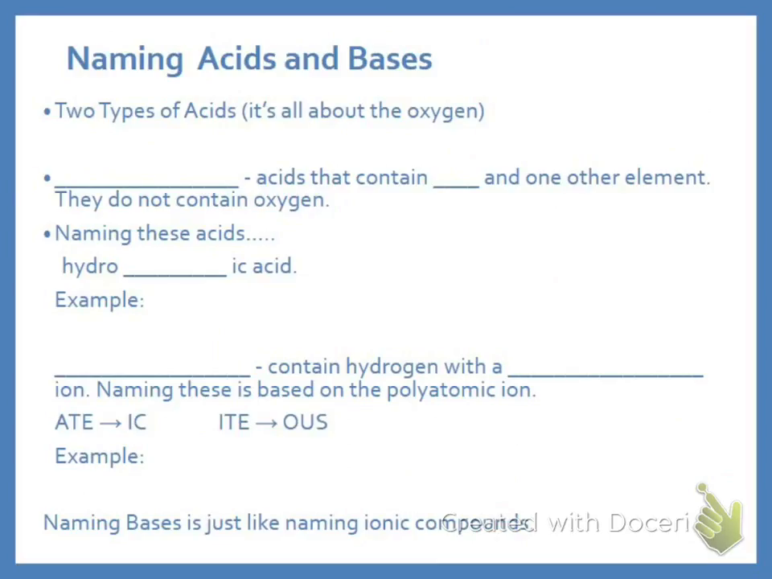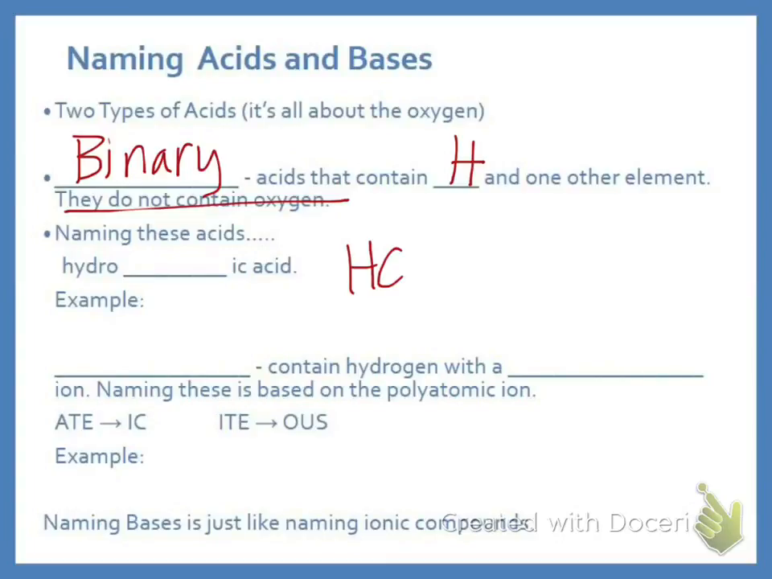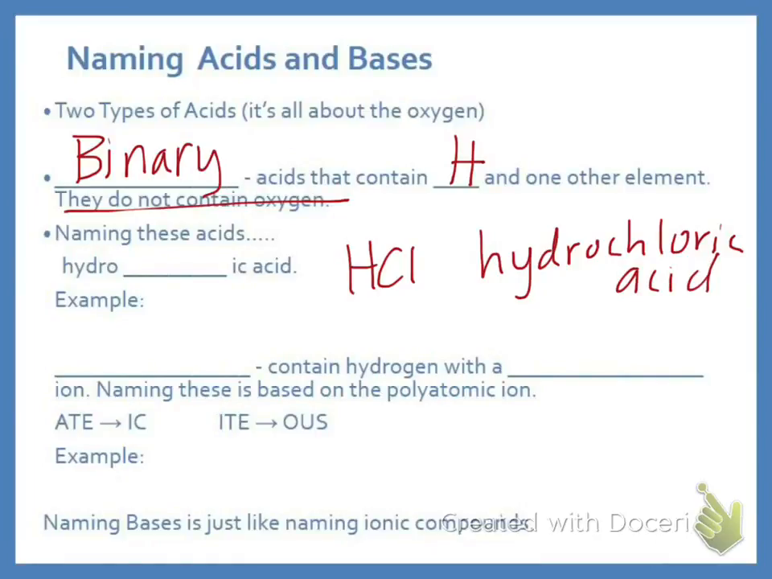So, naming the type of acids, there are 2 types, and remember it was about the oxygen. The first type was a binary acid, and that is when you have hydrogen and one other element. They do not contain any oxygen. That's supposed to be underlined, not crossed out, sorry. Okay, so an example of that would be, remember HCl, how would I name that? Hydrochloric acid. Okay, so that's how we do the things without oxygen and with only 2 elements.